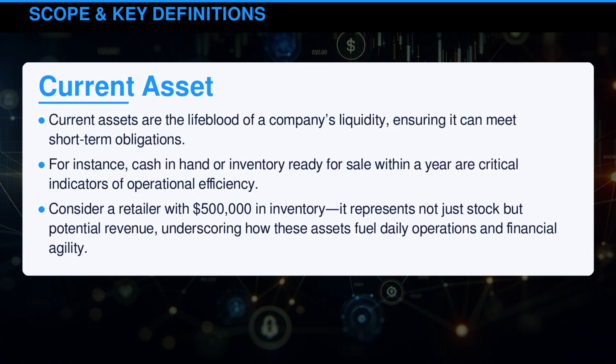Current assets are the lifeblood of a company's liquidity, ensuring it can meet short-term obligations. For instance, cash in hand or inventory ready for sale within a year are critical indicators of operational efficiency. Consider a retailer with $500,000 in inventory. It represents not just stock, but potential revenue, underscoring how these assets fuel daily operations and financial agility.